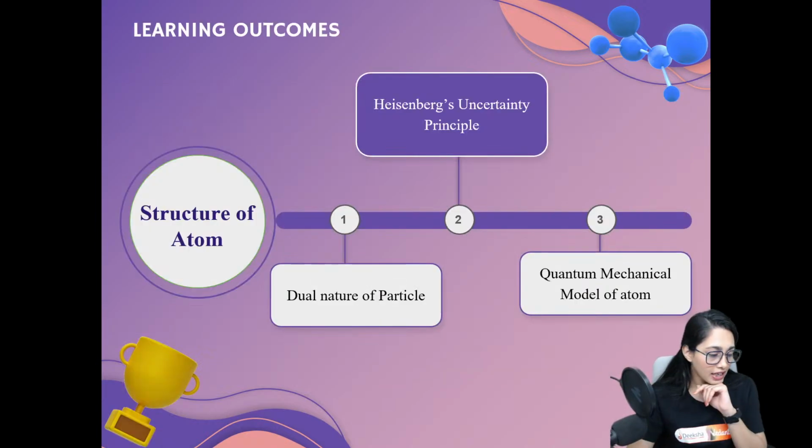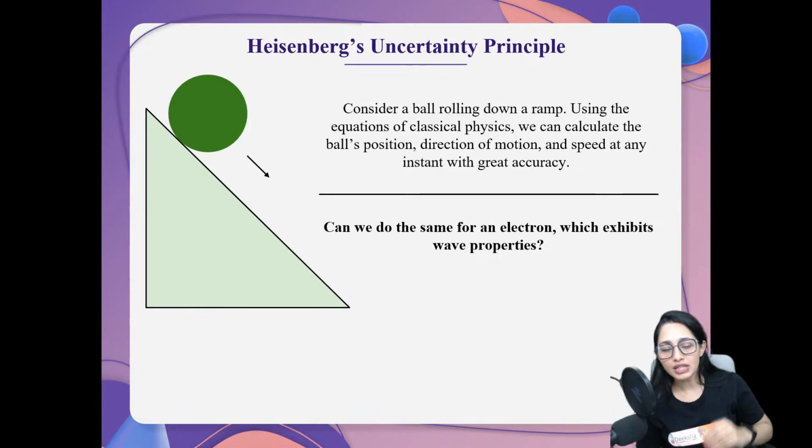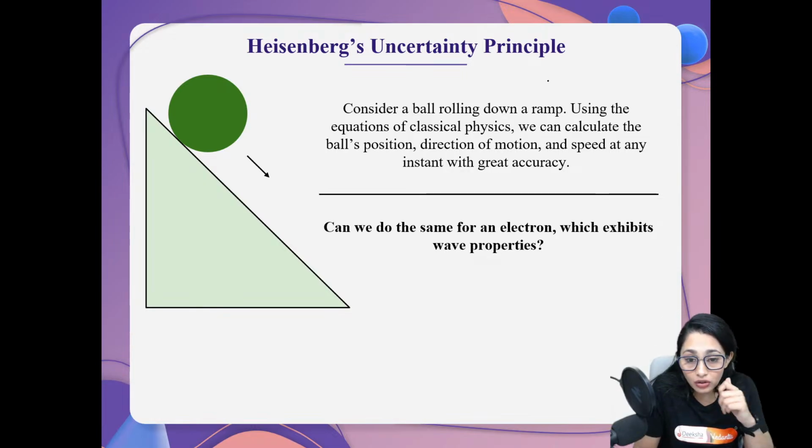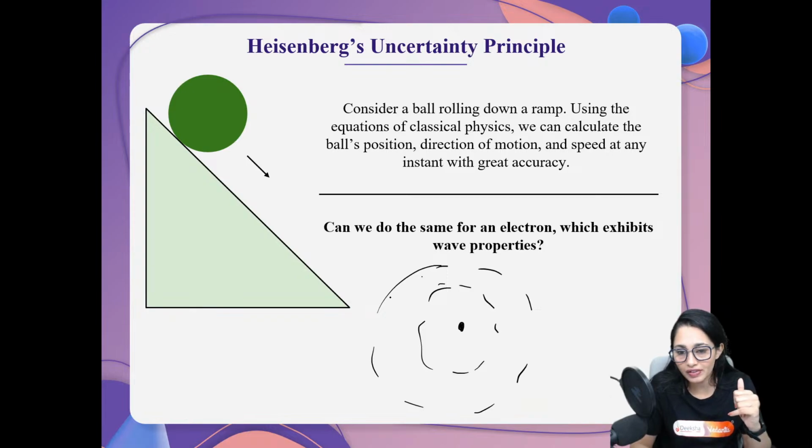Yeah, moving on, Heisenberg uncertainty principle. Okay, so what is this Heisenberg uncertainty principle? Okay, so it is ruling down that using the equations of classical physics, we can calculate the ball's position, direction of motion and speed at any instant with great accuracy. Can we do the same for an electron? We can calculate all these things, direction of motion and ball's position and speed, discrete energy levels, right? Can we do the same thing for electrons? What do you think?